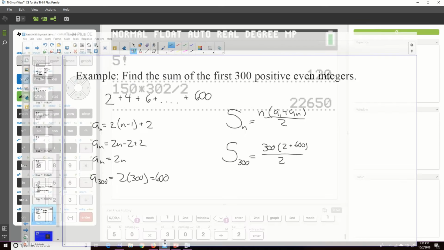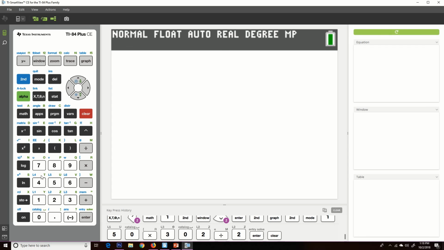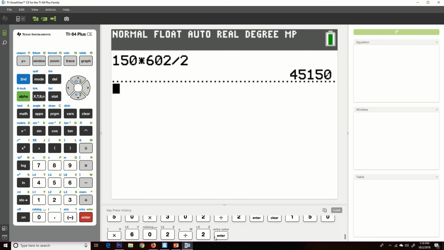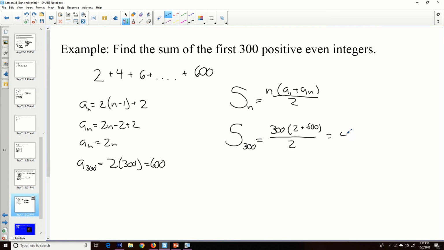And so we'll just go ahead and grab our calculator here, and it was 150 times 602 divided by 2. That means that 45,150 is the sum of the first 300 positive even integers.